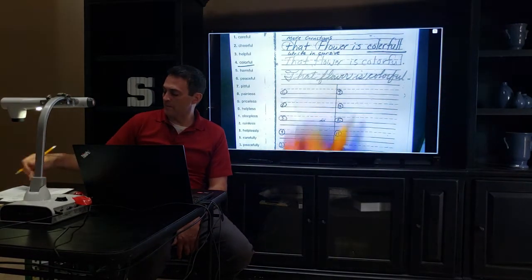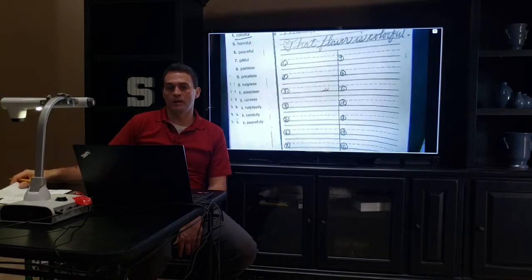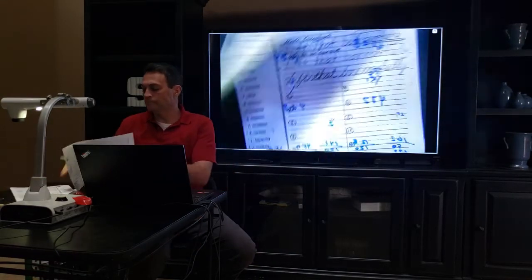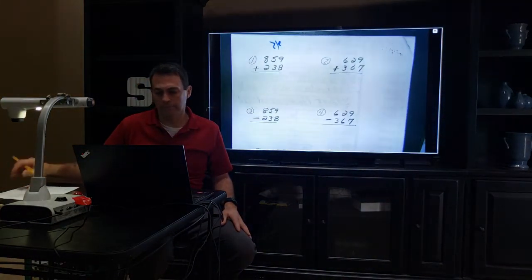All right, we're going to do our spelling words today. Hopefully you've been practicing them every day, writing them down, and maybe studying them over so you can do well on the test today. Here we go. The math.